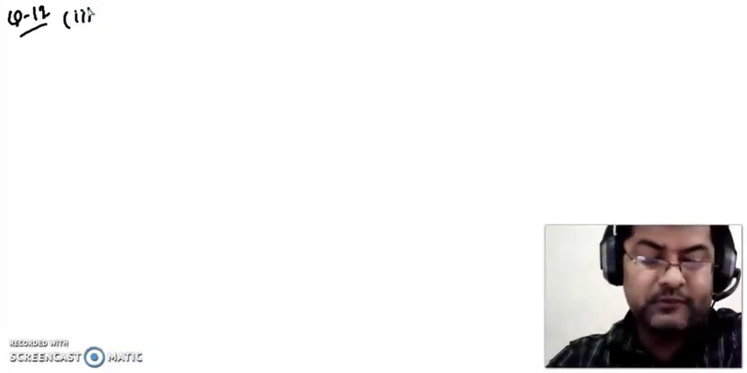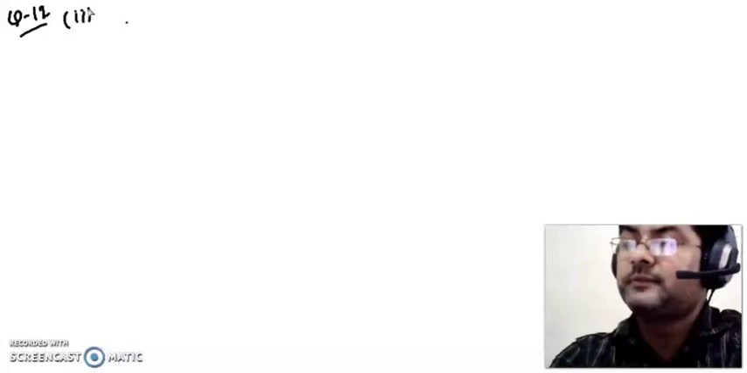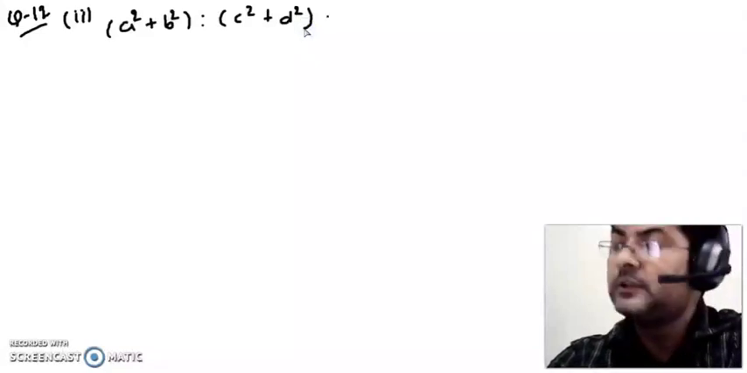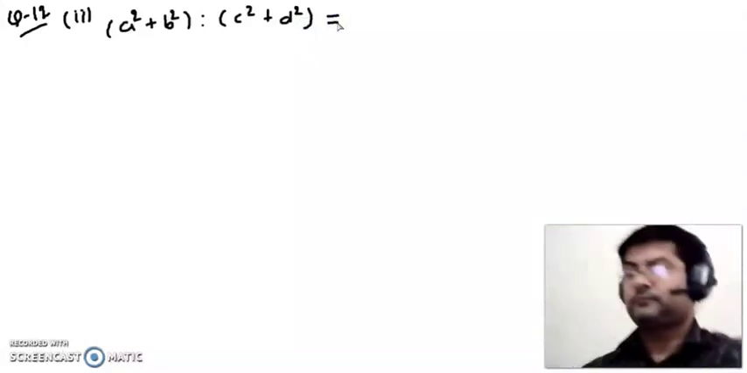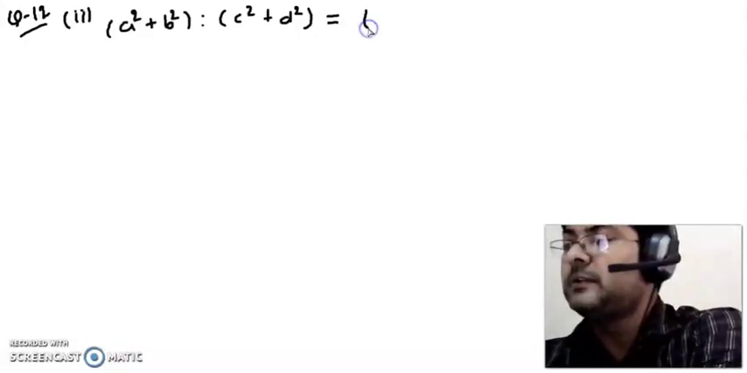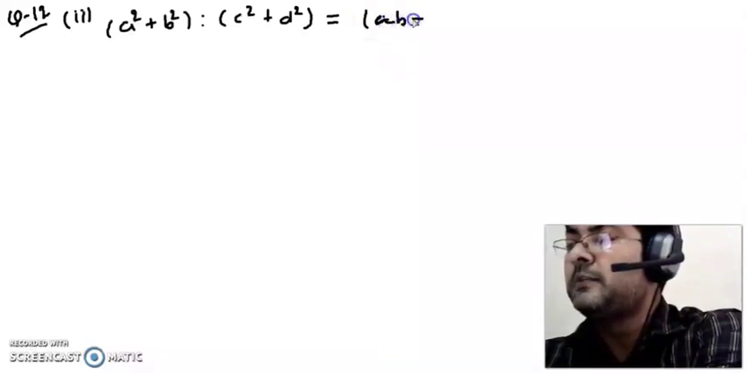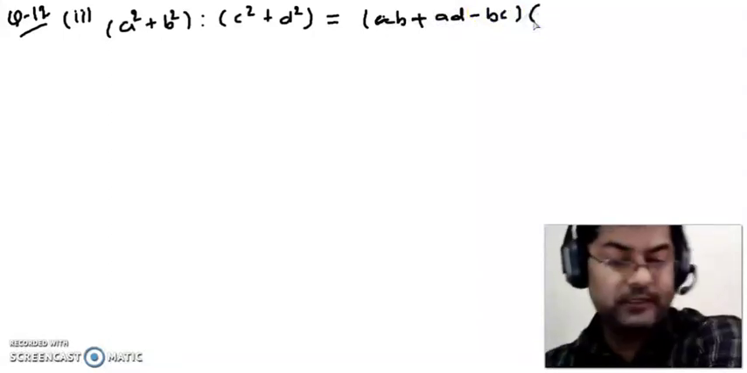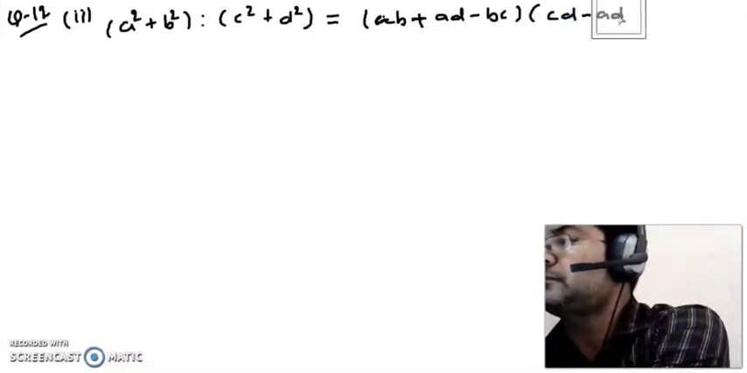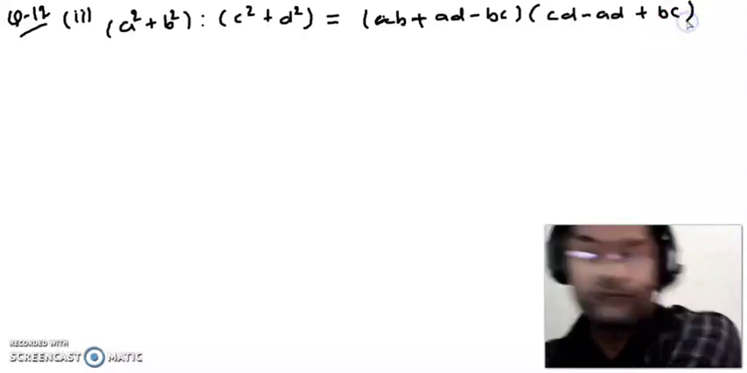We have to prove a square plus b square is to c square plus d square is equal to (ab plus ad minus bc) into the other bracket (cd minus ad plus bc).